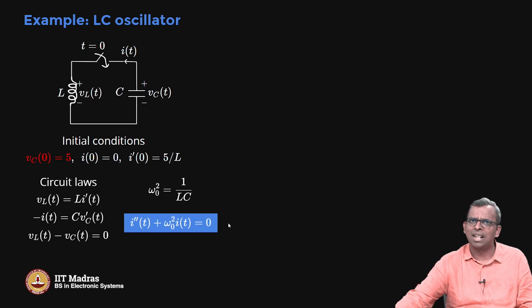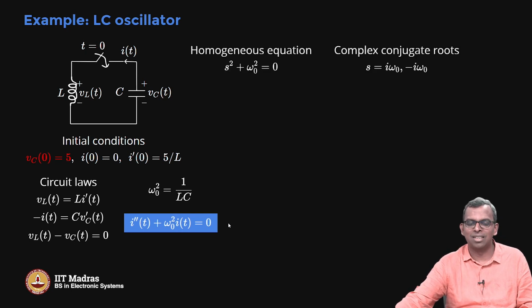Okay, why is that? Where does the wave come from? Here is the equation. Let's try and solve it. This is a homogeneous equation, so we are going to get the characteristic equation. We are going to guess e to the power st, and that ends up becoming s squared plus omega naught squared equal to 0. There is no s term.